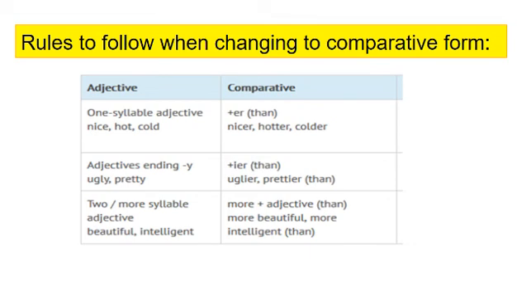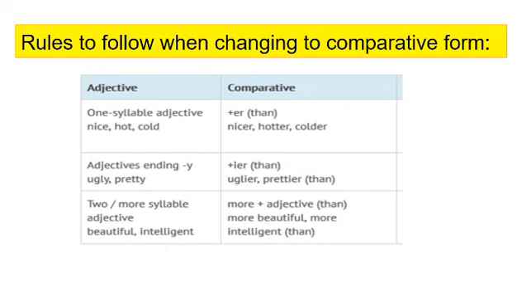But if there's already an e at the end of the adjective, we add only r, and we have to add than after the adjective. Such as nice. It has an e at the end, so we just add r. Nice, nicer than. If the adjective ends with a vowel followed by a consonant, we double the consonant and then add er. Example, hot. It ends with t, so we double the t and then we add er plus than. For example, hot, hotter than.